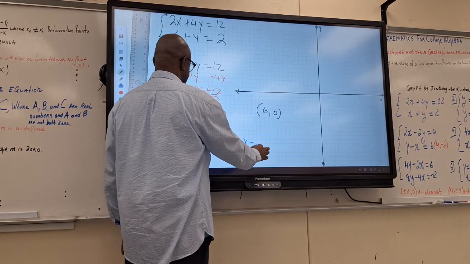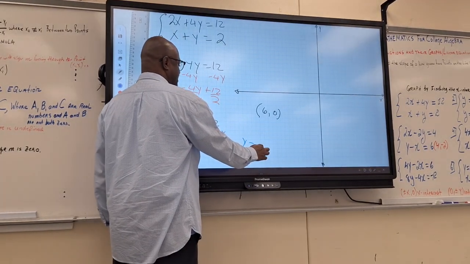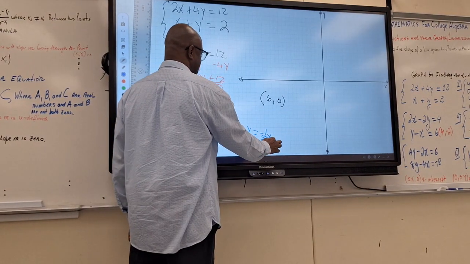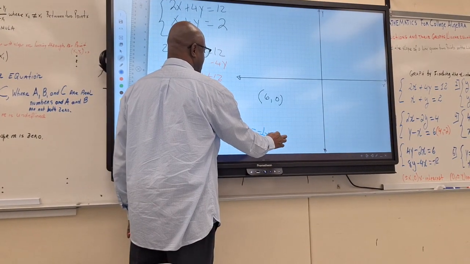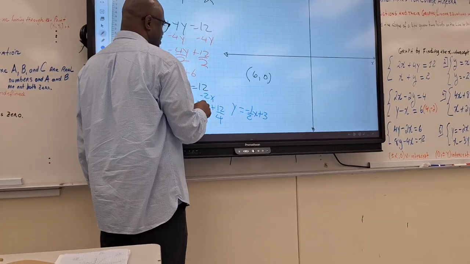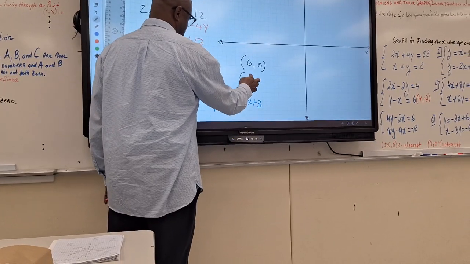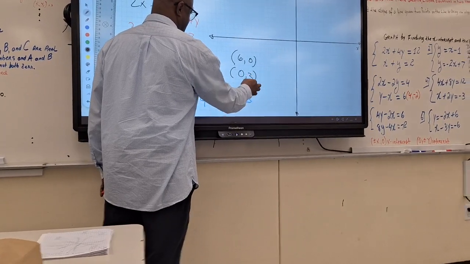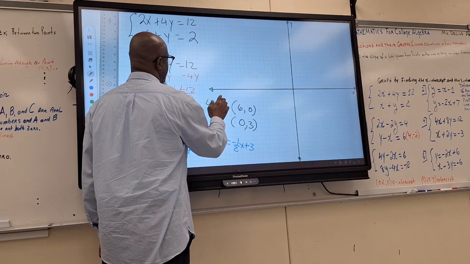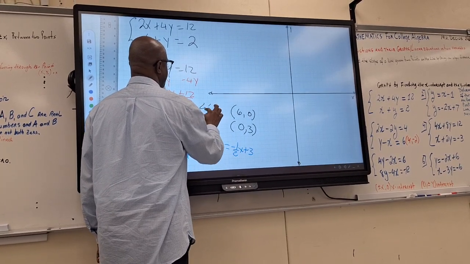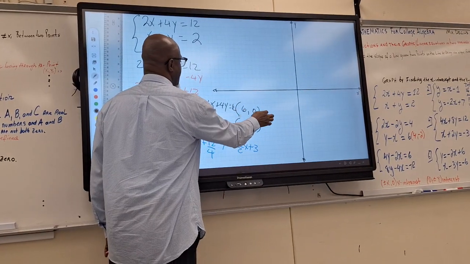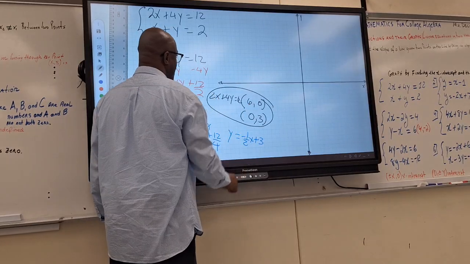negative 2 over 4. It's not negative 2. Wait, hold on. Negative 1 half x plus 3. How will you write that as another pair? 0, 3. And this equation was 2x plus 4y is equal to 12, those are the intercepts for that.